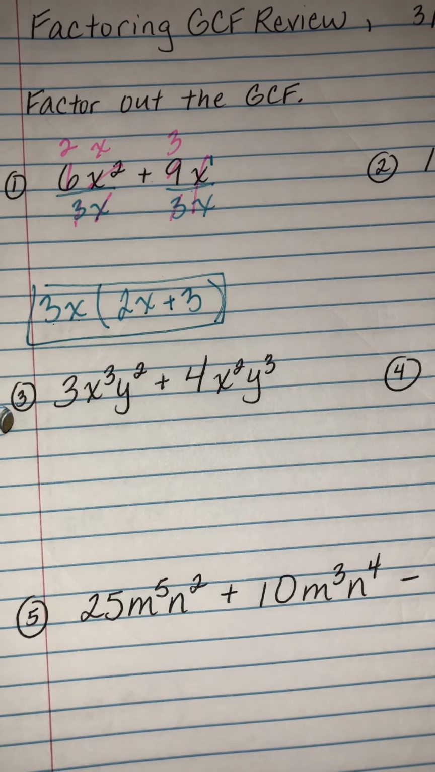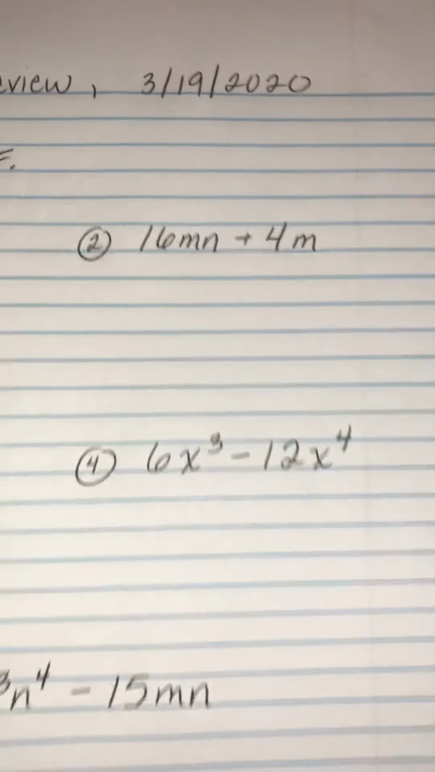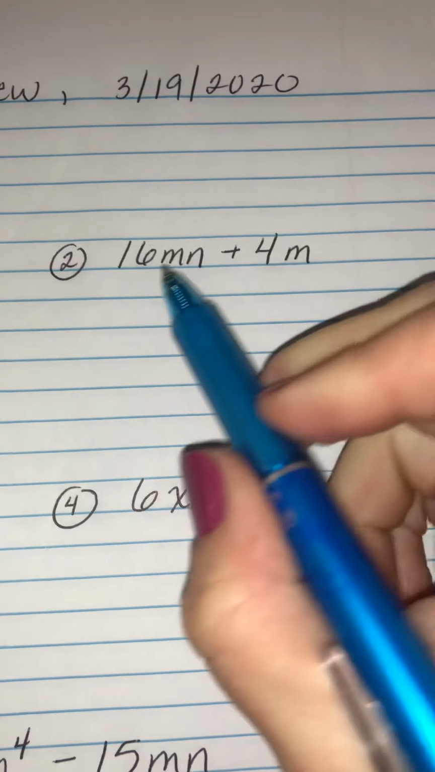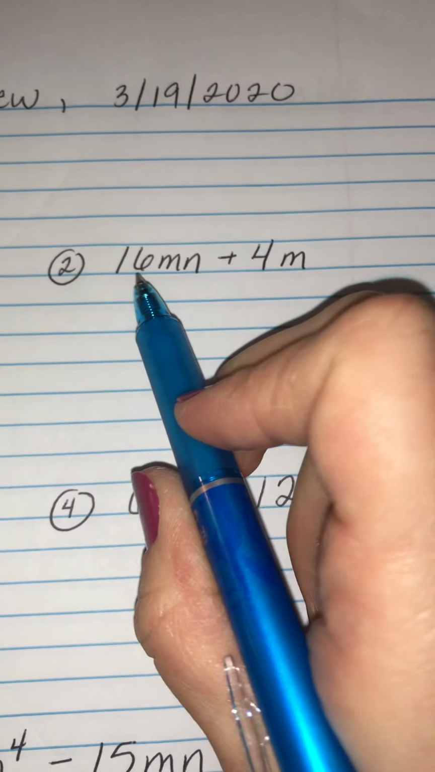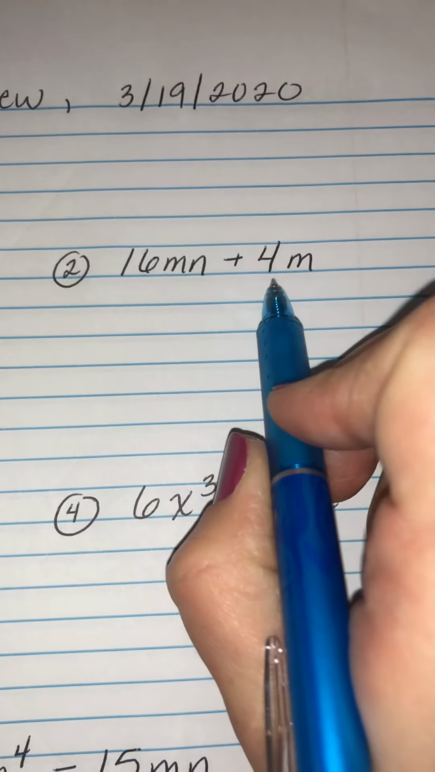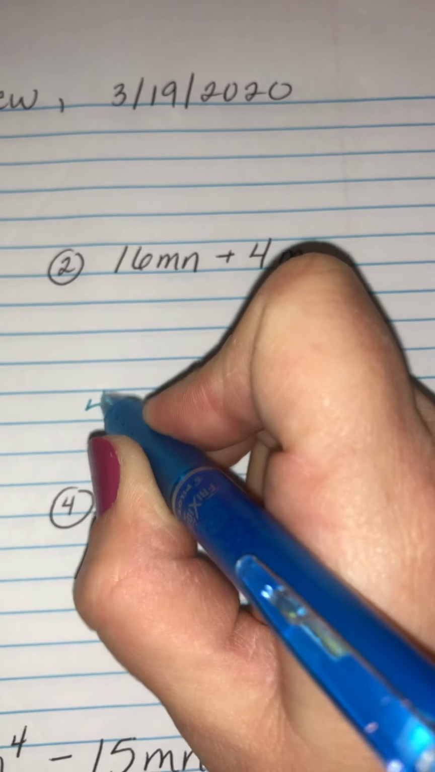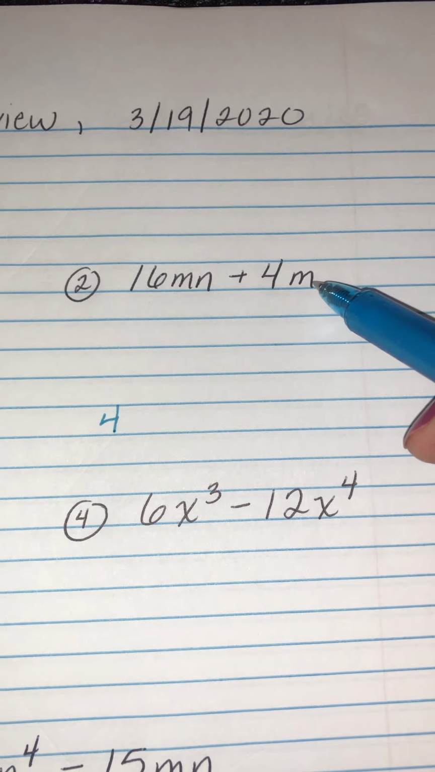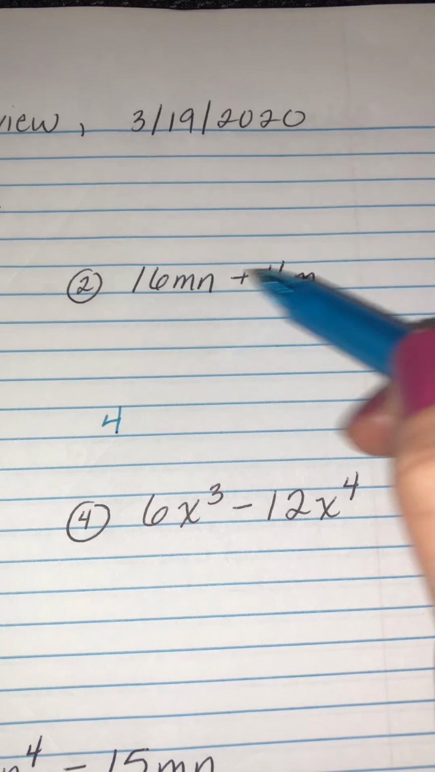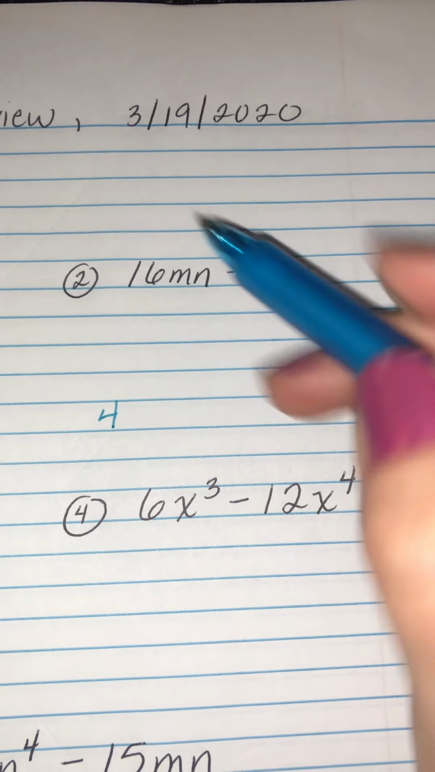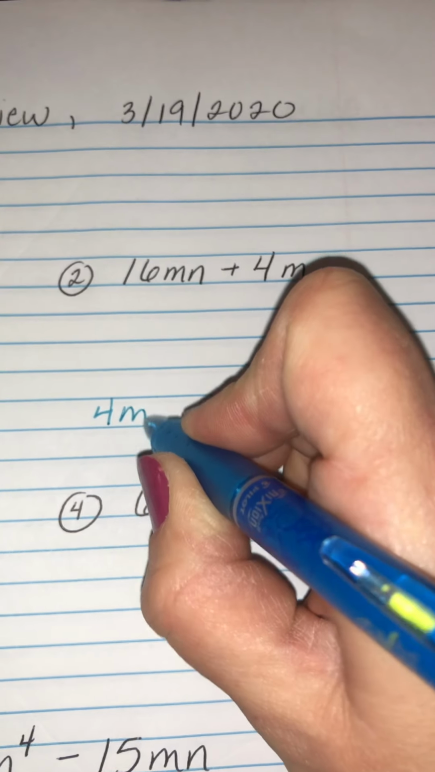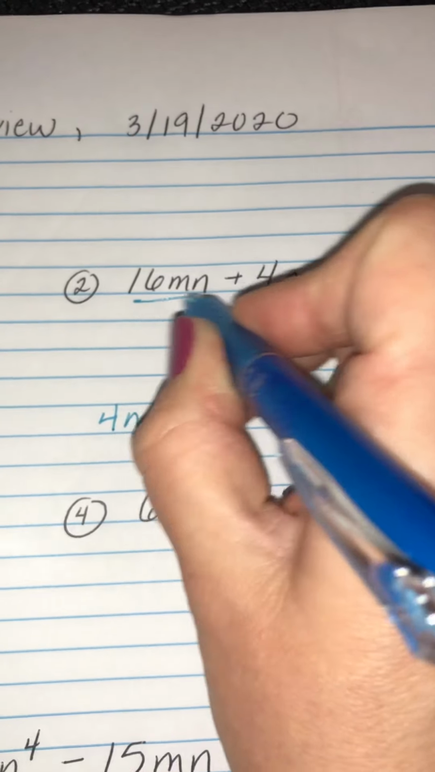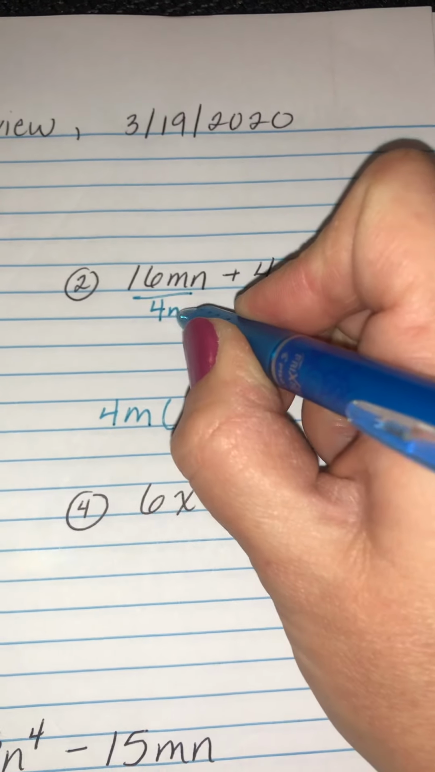Okay, so I'm going to do the same thing for number 2. I have 16mn plus 4m. So I look at the coefficients first. The biggest number that will go into 16 and into 4 is 4. Then I have mn here and m here. I can only factor out a variable that they both have, so I can only factor out that m. So my GCF is 4m, and now I'm going to divide both terms by 4m.